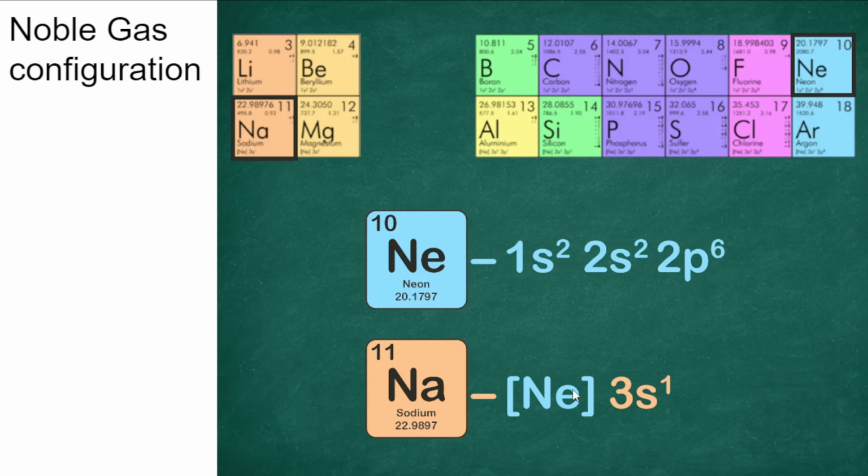There's a shortcut that we will not be using, but I need to at least acknowledge it. It's called the noble gas configuration. Instead of writing out the full configuration for an atom, you can write in brackets the symbol for the noble gas that comes before it. In the case of sodium, sodium is right here, number 11. Neon is the noble gas that comes before it. Neon's configuration is 1s2, 2s2, 2p6. So instead of writing 1s2, 2s2, 2p6, 3s1 for sodium, we would just write Ne in brackets.